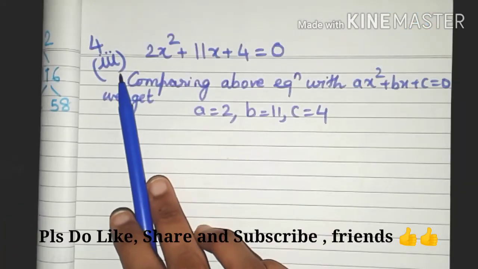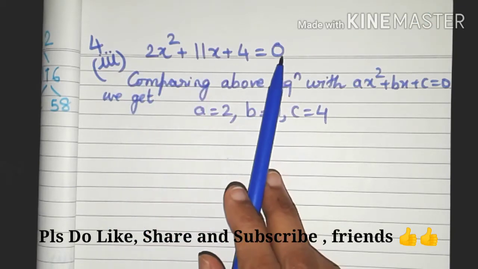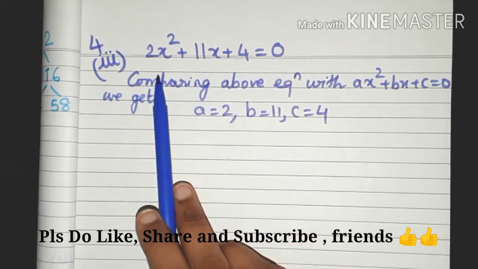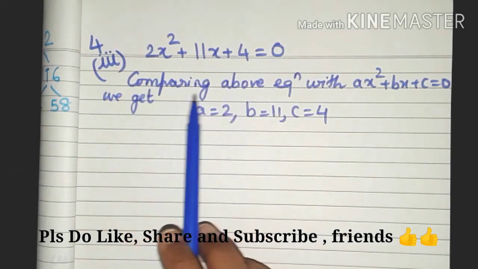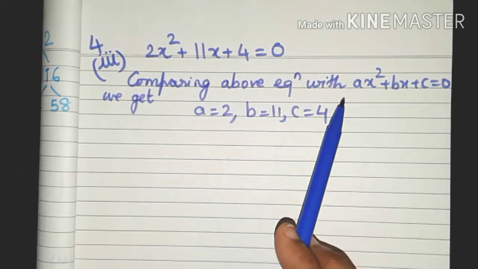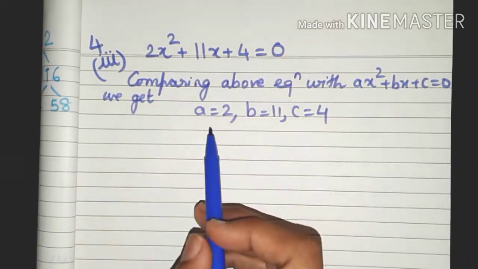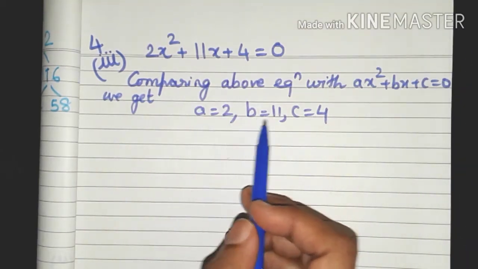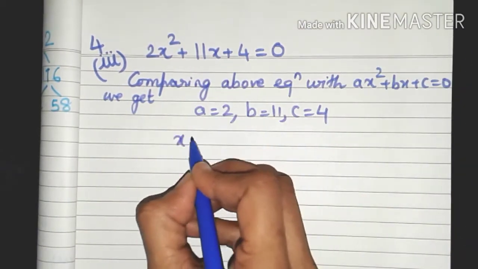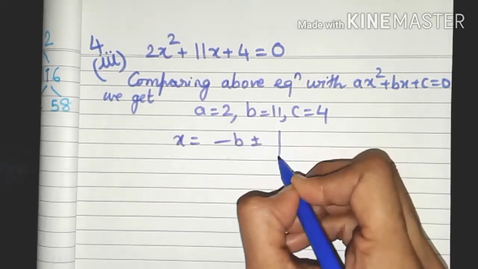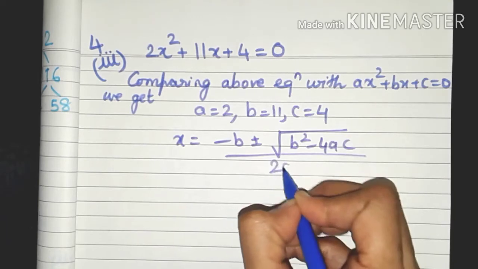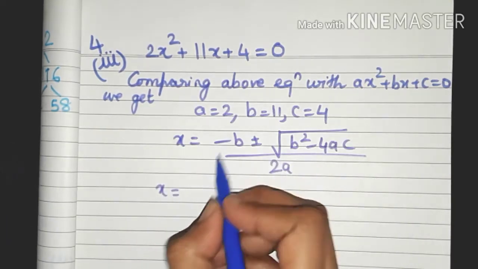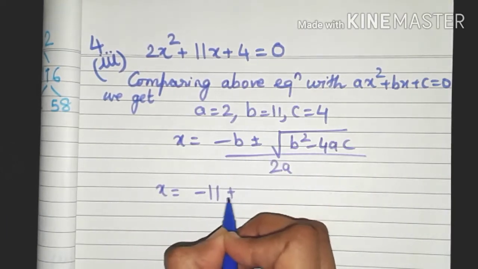So friends, question number 4, third part is this quadratic equation. So as you can see, you cannot do factorization. So we have to use the formula method. So I have written the statement. Please write down the statement in each and every sum. So these are the values of a, b and c, is it not? So what is the formula? Minus b plus or minus root of b square minus 4ac upon 2a. So let's quickly start substituting the values.